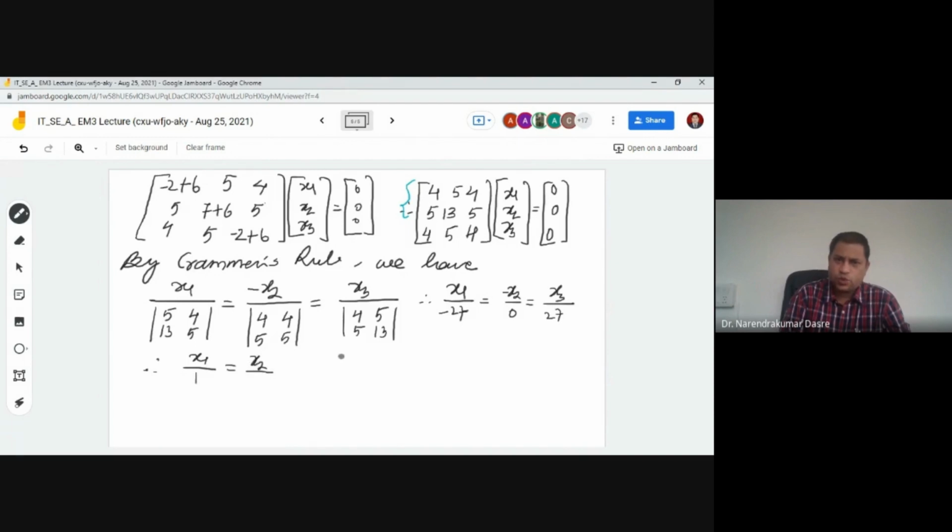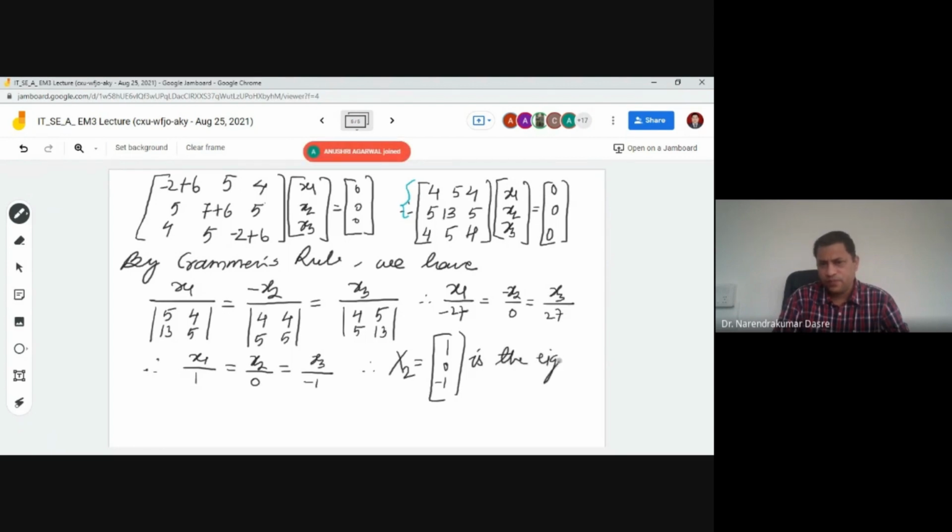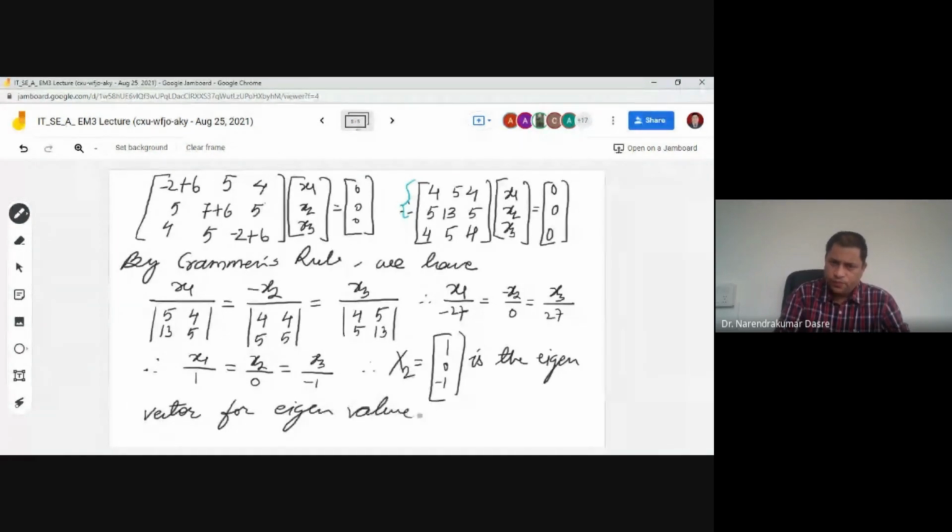This is x2, so it is 0, minus sign will not affect, so 0, and this is going to be x3 upon minus 1. Okay, so we cancelled minus 27. Remember one statement I have given you, that the first component you always take to be positive. So we got the next vector, and it is 1, 0, minus 1. So we can say this is the eigenvector for eigenvalue lambda equal to minus 6.